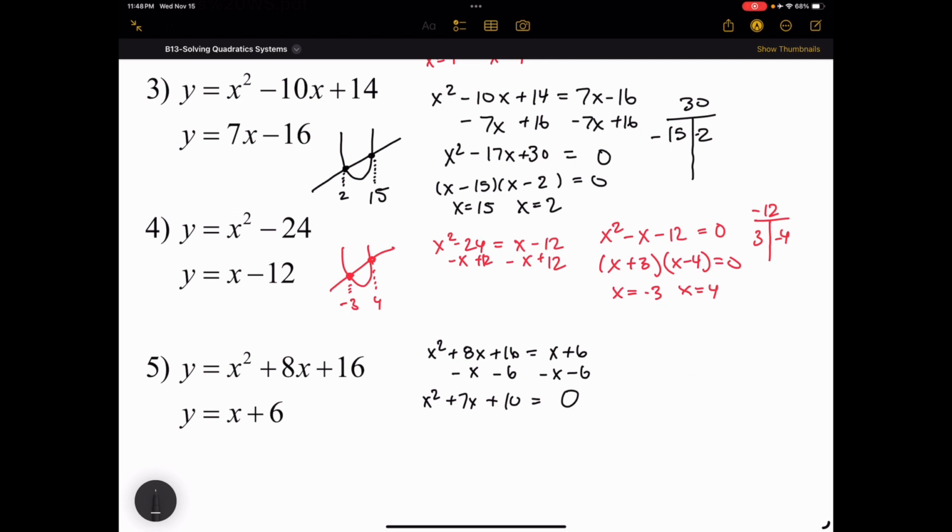Okay, multiples of 10 that add up to 7. That's easy, 5 and 2. Positive 5, positive 2. So the factors are going to be x plus 5 and x plus 2 equals 0. We'll see that x is equal to negative 5 and x is equal to negative 2. So again, the parabola intersects with the line at x equals negative 5 and x equals negative 2.